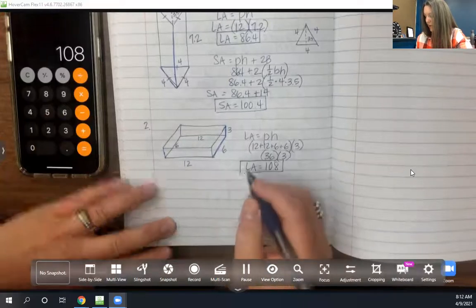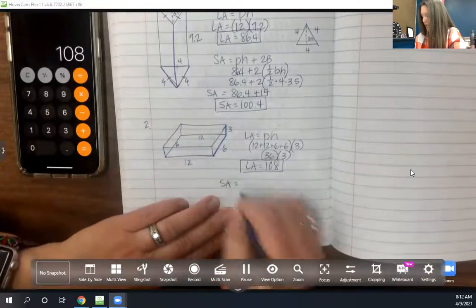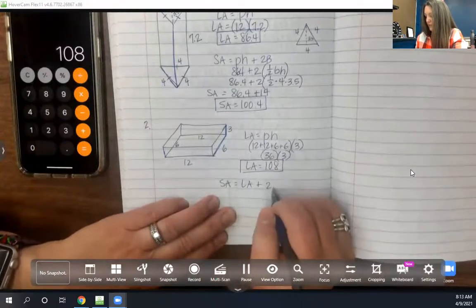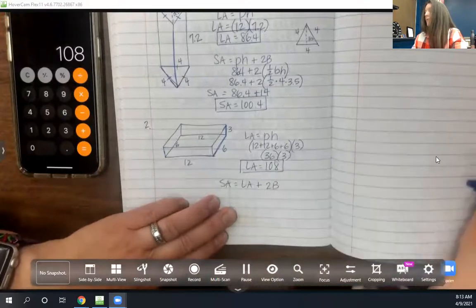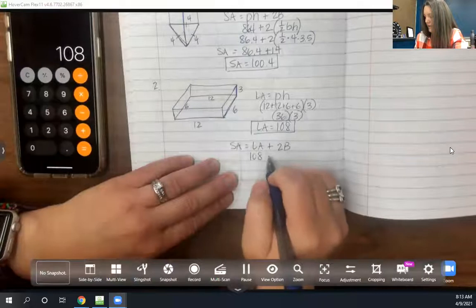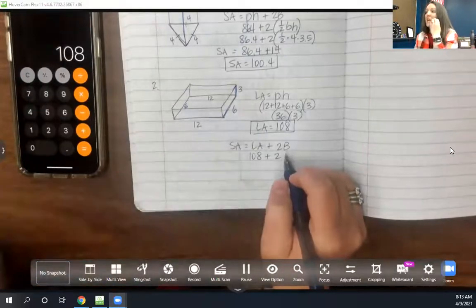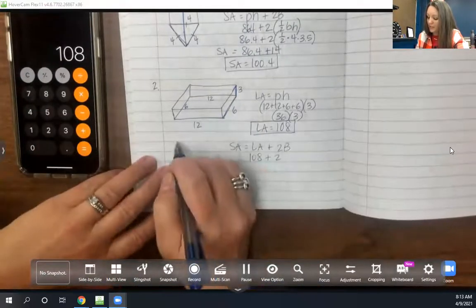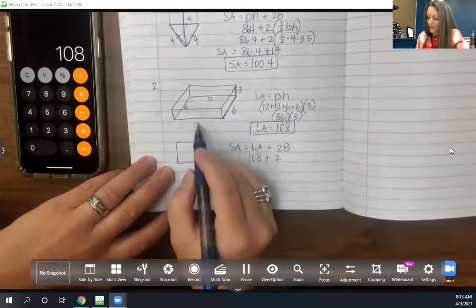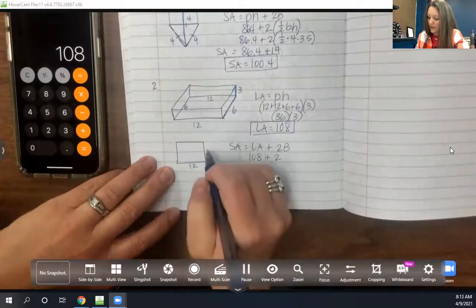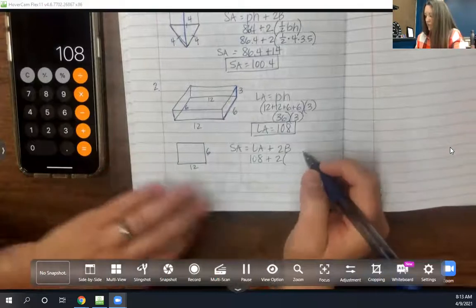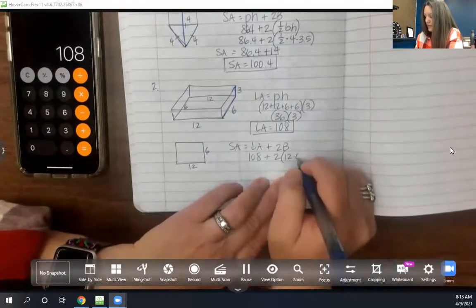Now let's plug that back in and find surface area. So surface area is my lateral area plus twice the bases, right? So in this case, my lateral area is 108. And then if I want to find base area, let's think about that base there. What figure is that base? Well, it's just a rectangle, right? Where one side is 12 and the other side is 6. So if I want to find the area of a rectangle, it's just length times width, 12 times 6.